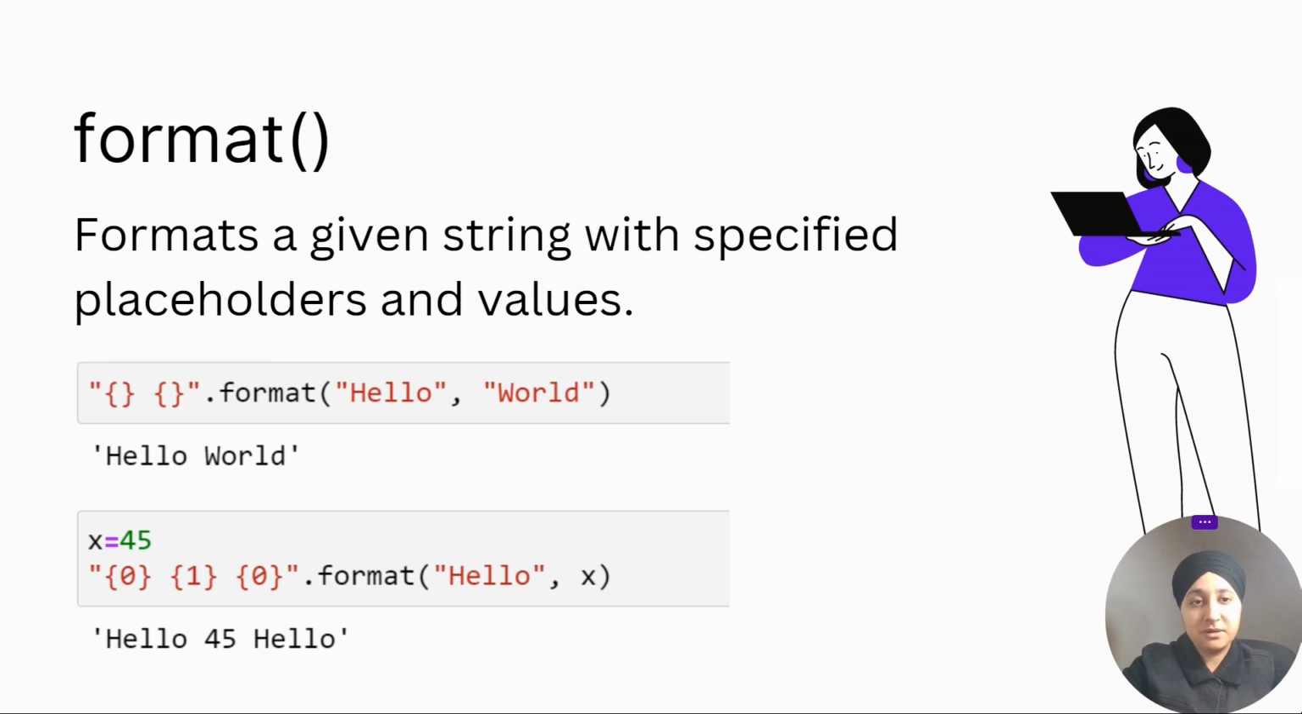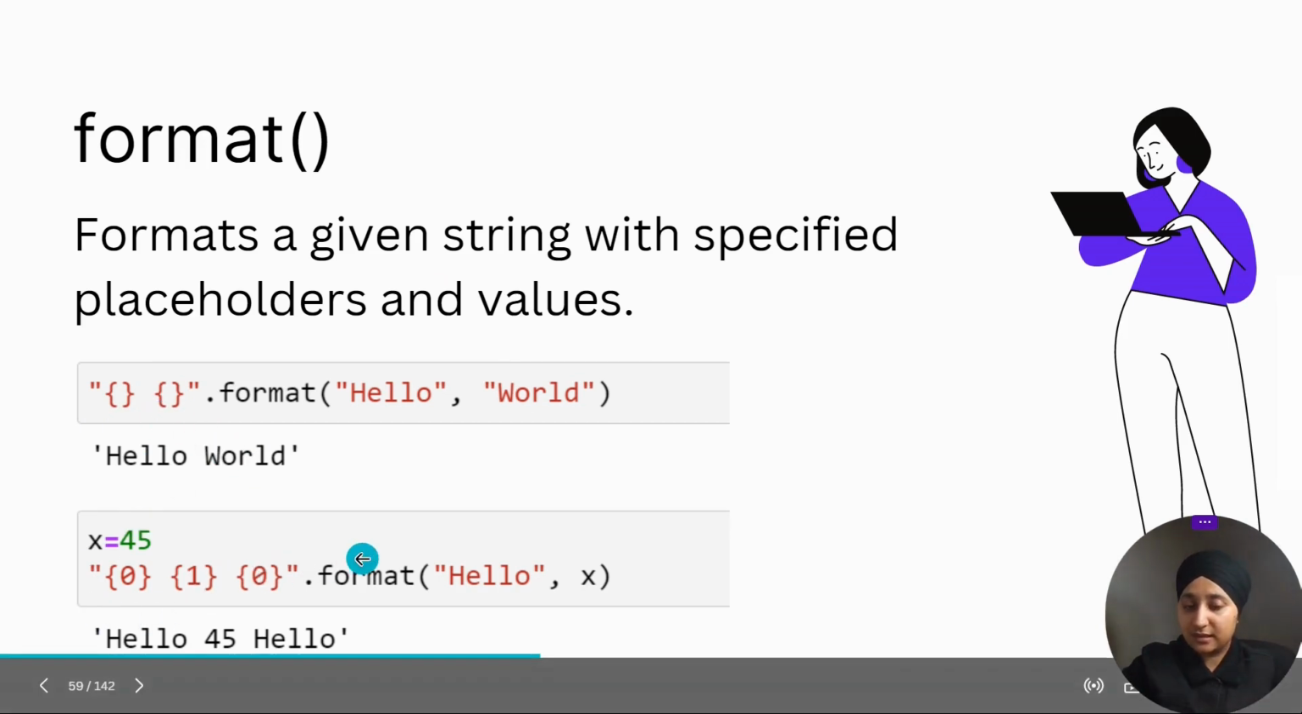So the format function formats a given string with specified placeholders and values. You can see here I'm using the format function. Here I'm passing hello and world, these two strings. Hello will be printed here within this bracket, and world is going here and it is printing here with a space, right? So now you can see the next thing.